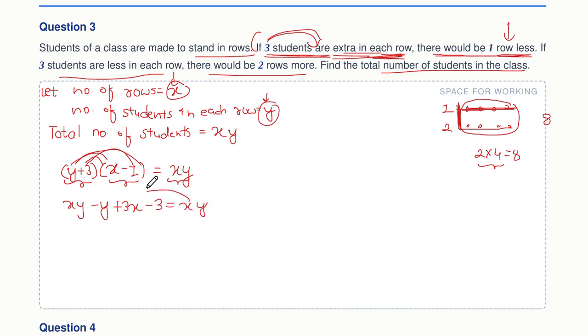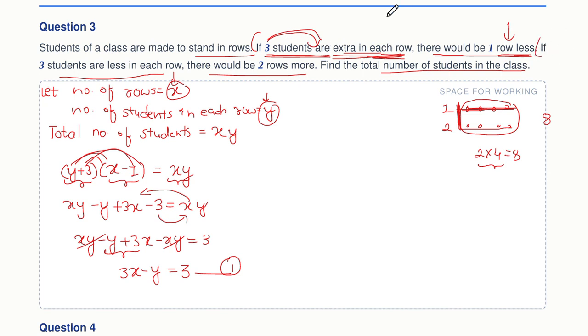So if we take this xy this side and minus 3 this side, what will we get? xy minus y plus 3x minus xy is equal to, this minus 3 becomes plus 3. So xy minus xy will get cancelled, and if we rearrange the terms, you will get 3x minus y is equal to 3. This is our equation number 1. Look at the second statement. If 3 students are less in each row, okay, the students in each row means what? Y. So if 3 students are less, that means y minus 3.